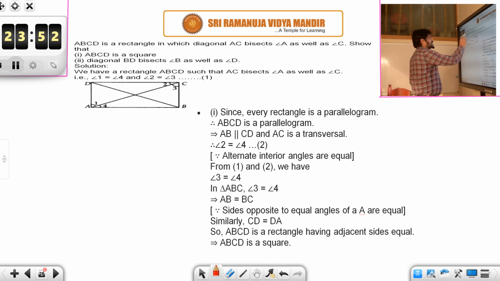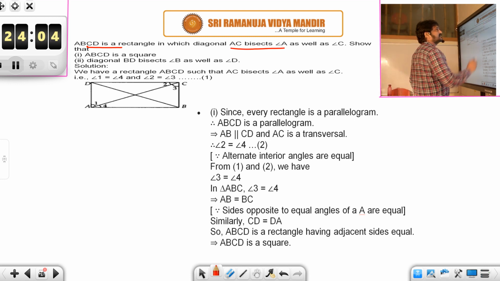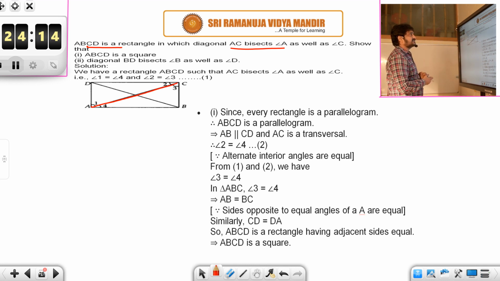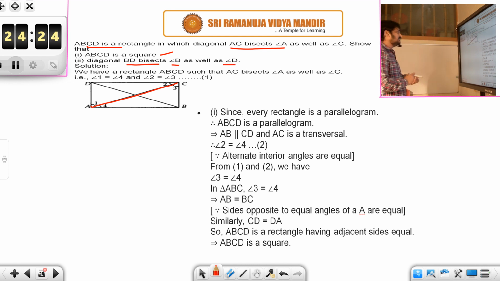Given ABCD is a rectangle in which diagonal AC bisects angle A as well as angle C. Okay. See, ABCD is a rectangle in which diagonal AC bisects angle A as well as angle C. Show that ABCD is a square and show that diagonal BD bisects angle B as well as angle D. This is again similar to the previous question. So the proofs would be quite similar.